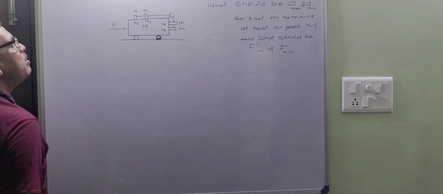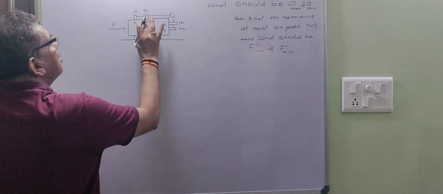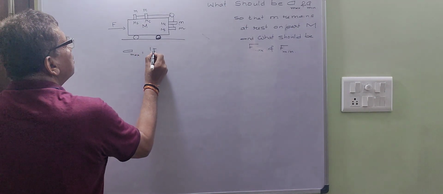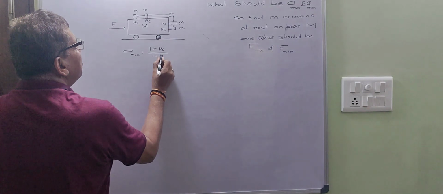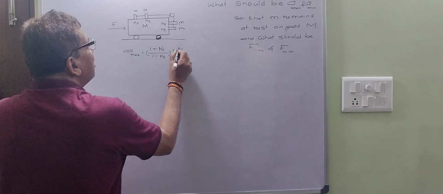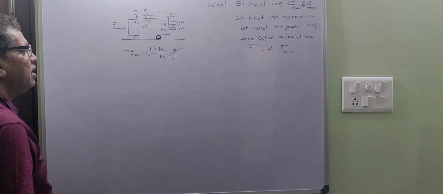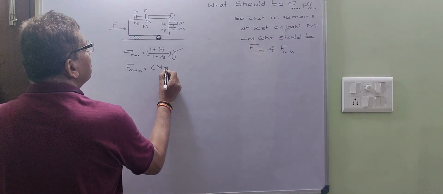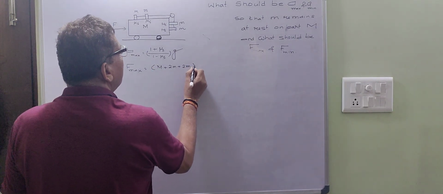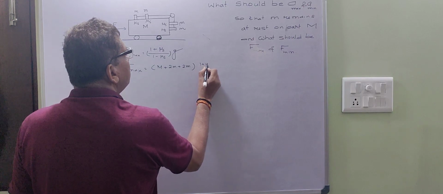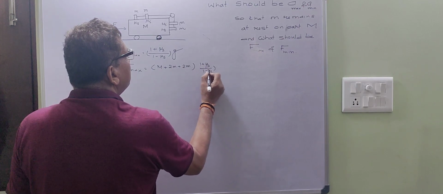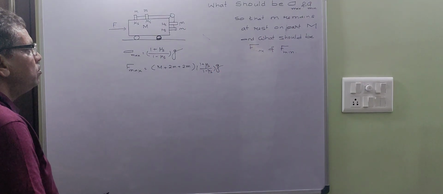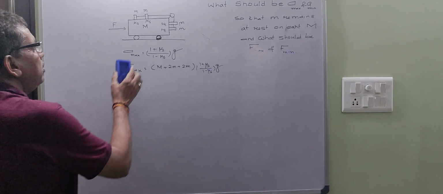Now again, at this place I can find out the maximum acceleration A max as (1 plus mu s) by (1 minus mu s) into g. At this acceleration, the block will remain at rest, and only the maximum force will change. F max can be written as (m plus 2m plus 2m) into (1 plus mu s) by (1 minus mu s) into g. Is it?